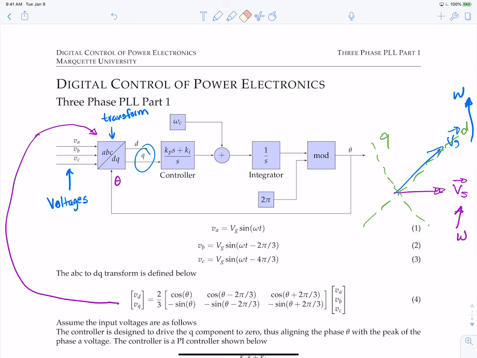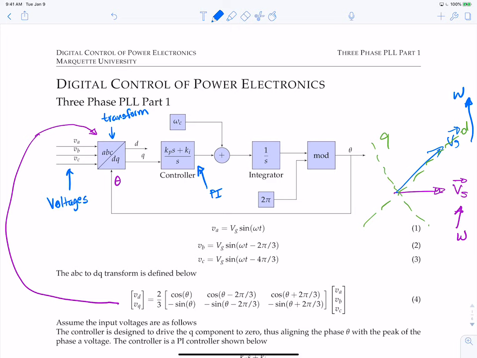So we don't have to do any subtraction. We just measure the three voltages. We plug in what we think theta is. We do the transform. And if Q is zero, we're locked. If it's non-zero, we got some work to do to lock. Okay, so that's great. We'll pass that error into a PI controller, which is shown right here. And that's going to try to drive the error to zero.